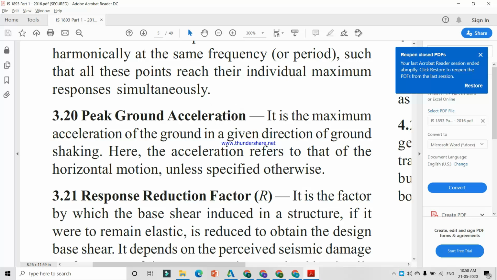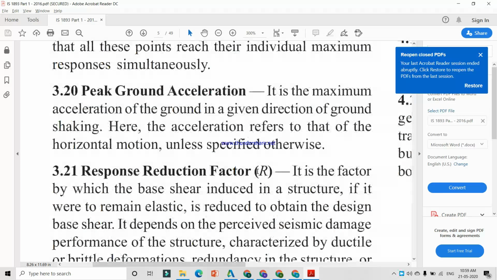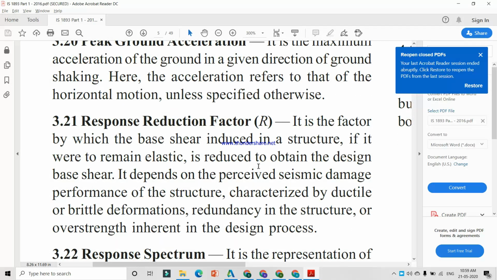Then next is the peak ground acceleration, which is the maximum acceleration of the ground in a given direction of the ground shaking. Here the acceleration refers to that of the horizontal motion unless specified otherwise.